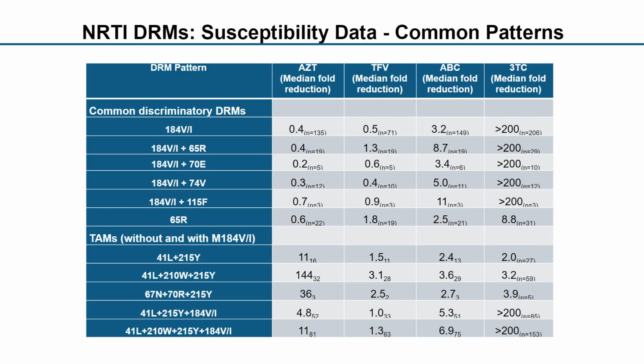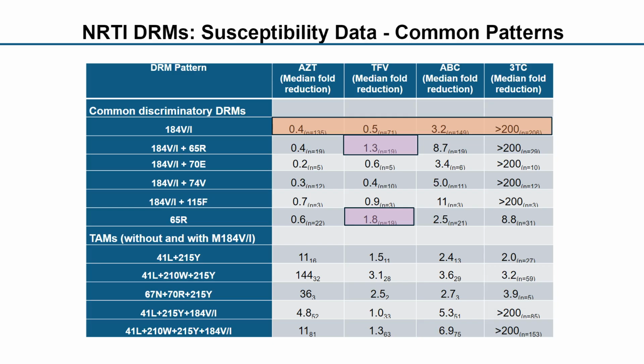This slide summarizes data for the common patterns of NRTI-associated drug resistance mutations. M184V and I are associated with high-level resistance to 3TC, low-level resistance to abacavir, and increased susceptibility to both AZT and tenofovir. Because M184V and I reduces abacavir susceptibility, many drug resistance mutation patterns show greater resistance to abacavir than to tenofovir.